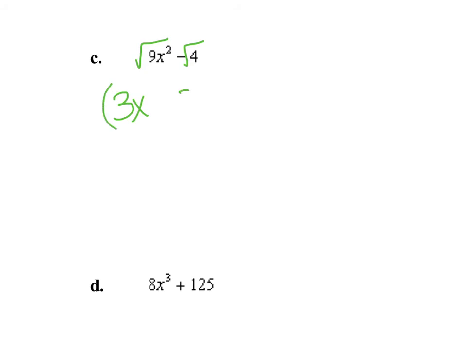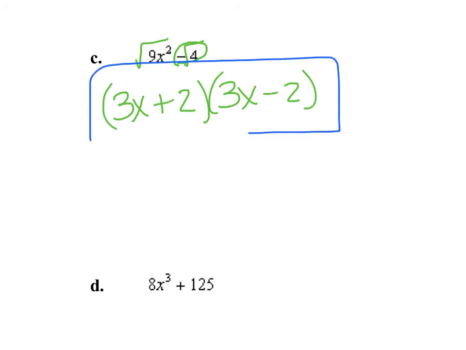Square root 4, and that gives me 2. And remember, it's got to have opposite signs because it's got to multiply to a negative 4. So it would be the same thing over here, except one would have a positive sign and one would have a negative sign. And that would be the answer.